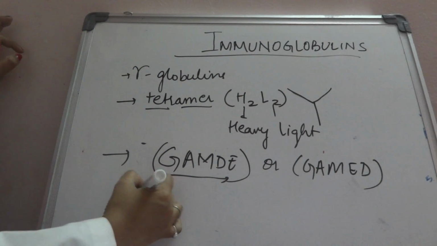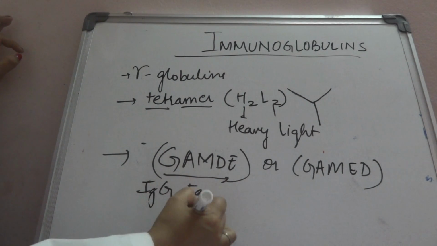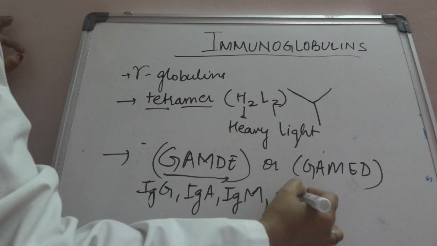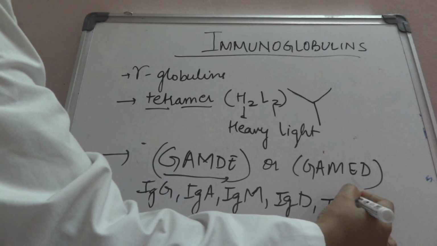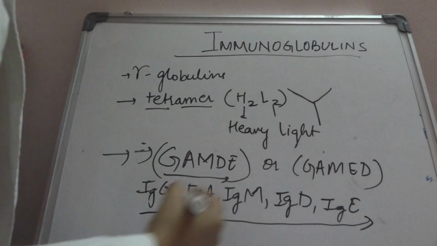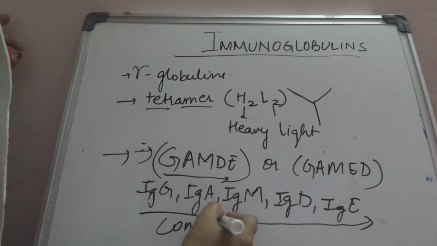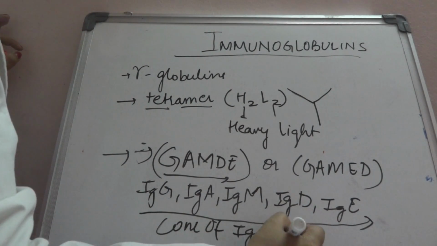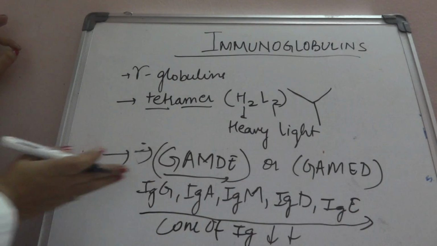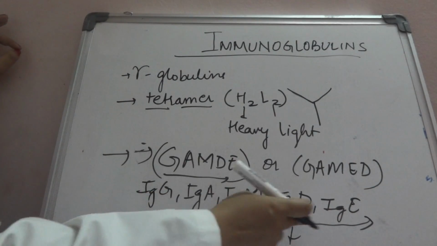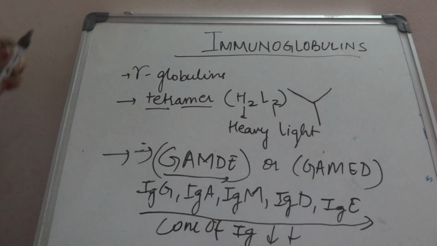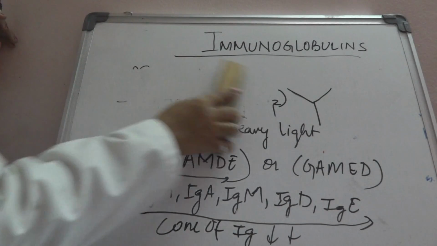So there is IgG, IgA, IgM, IgD and IgE. Ig stands for immunoglobulin. Why is this sequence important? Because in this sequence the concentration of immunoglobulin in the body decreases. So G is maximum, E is the least. So IgGAMDE. It is a Y-shaped tetramer having 2 heavy chains, 2 light chains. It is a gamma globulin. This much we have discussed.